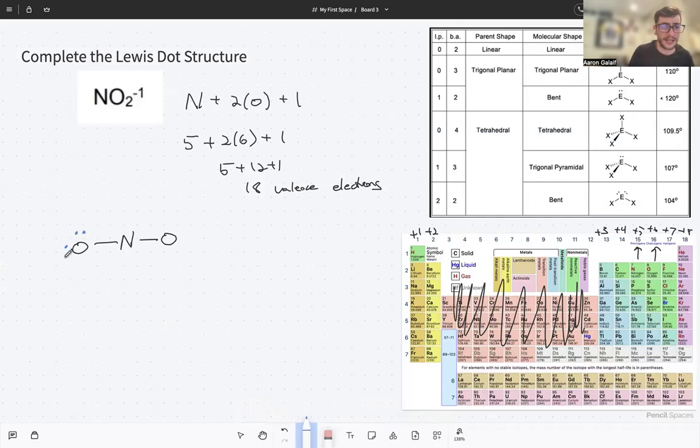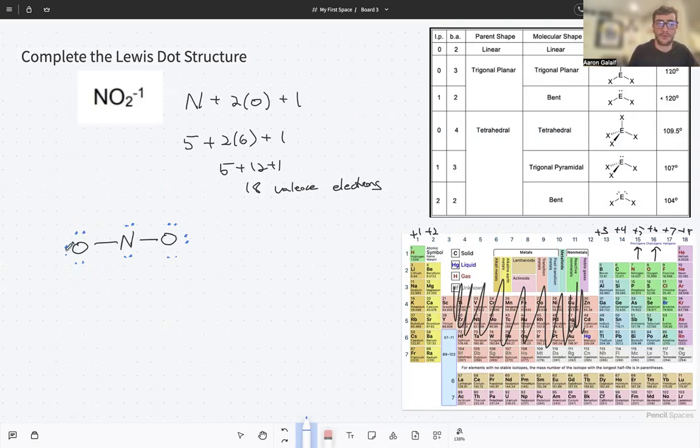I'm going to put 8 here. Well, 6 on the side, and the bond counts as 2, right? We're going to put 2 more there. And then we're going to put 6 on the side here to get that 8 because that counts as 2. What do we see? Oxygen has 8: 2, 4, 6, 8. Nitrogen has 8: 2, 4, 6, 8. Oxygen has 8: 2, 4, 6, 8. Perfect. The only problem here is we have too many valence electrons.